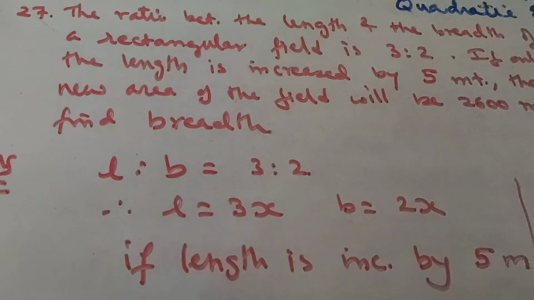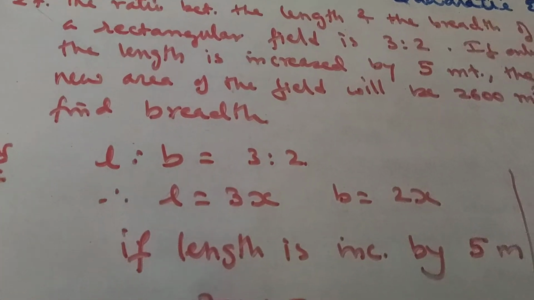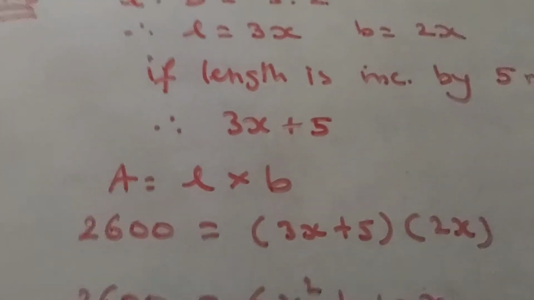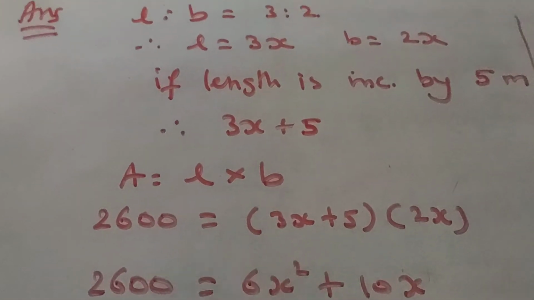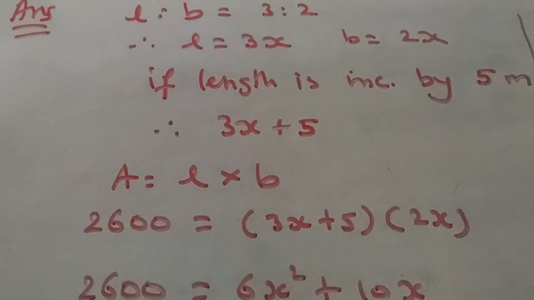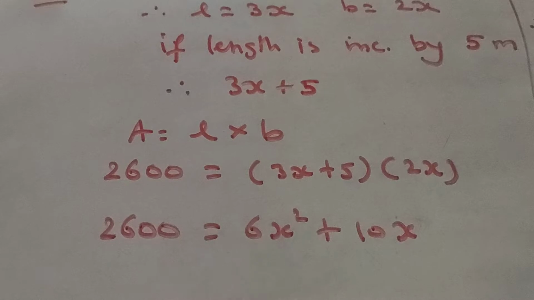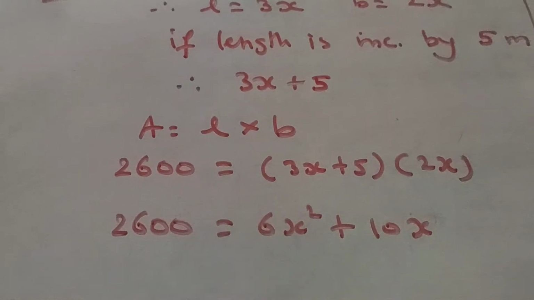If the length is increased by 5 meters, that means L is equal to 3x plus 5. Then the new area is 2600. So formula for the area of a rectangular field is A is equal to L into B. So 2600 is equal to (3x plus 5) bracket 2x. That becomes 2600 is equal to 6x square plus 10x.